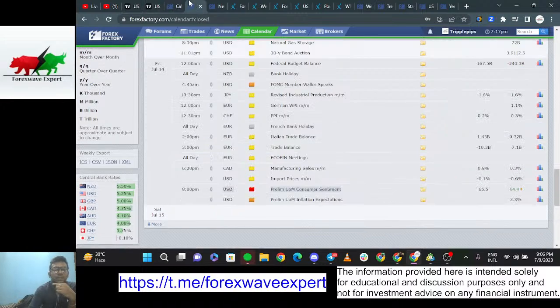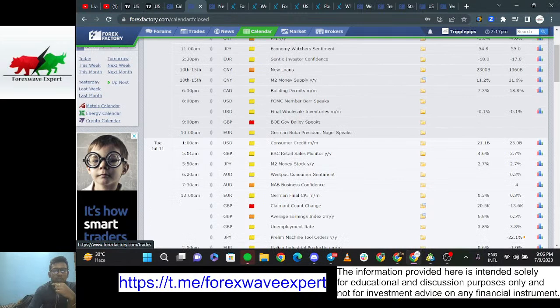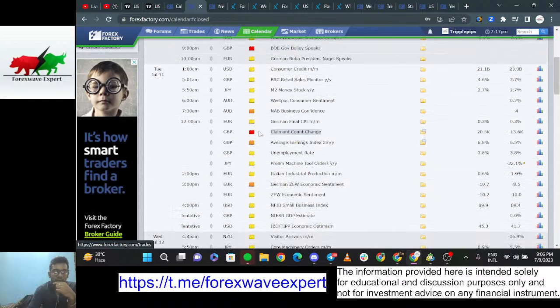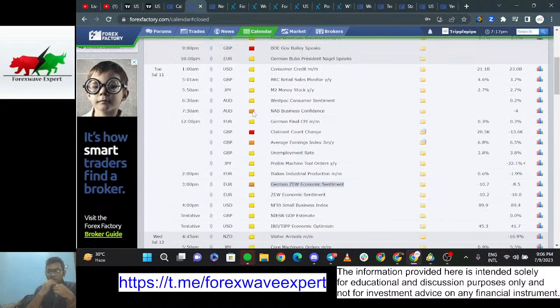Now, what's actually going to come for the next week? Well, for the next week, we will see many news on British pounds. We will have Bank of England Governor Bailey's speech on Monday. We're going to have claimant count change, which is the employment report for British pound, on Tuesday. We have ZEW economic sentiment for Germany on euro currency pairs on Tuesday.